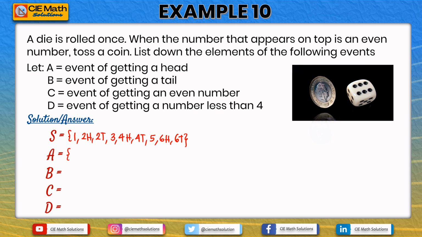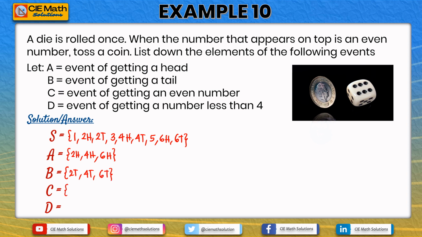Listing down the elements of each of the event. Event A is the event of getting a head. If we take a look at the values or the elements of the sample space, those that contain head are 2H, we have 4H, and 6H only. There are only 3 elements. Event of getting a tail. In this, we have 2 tail, 4 tail, and 6 tail.